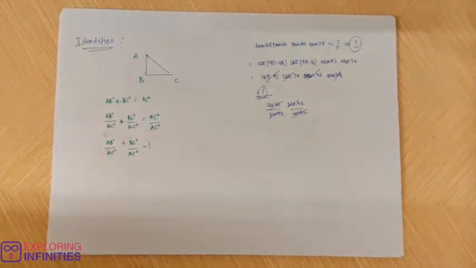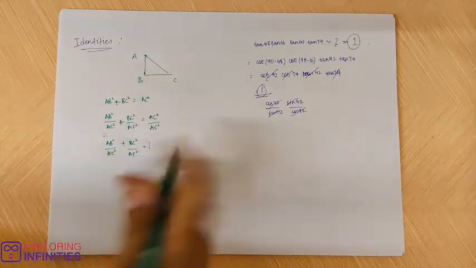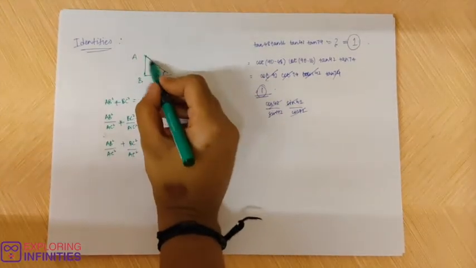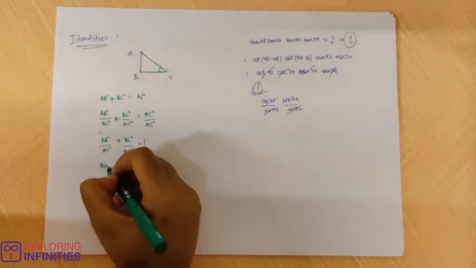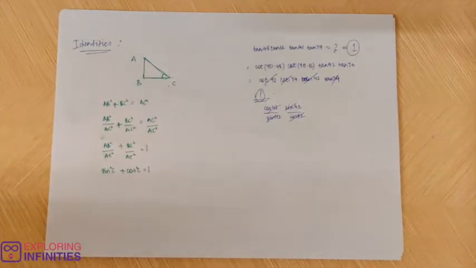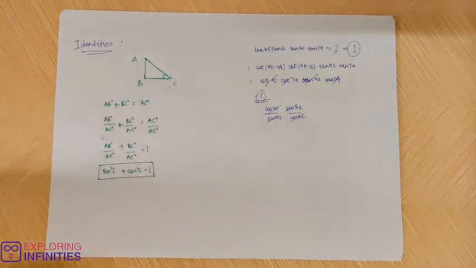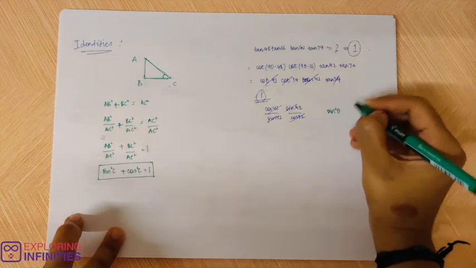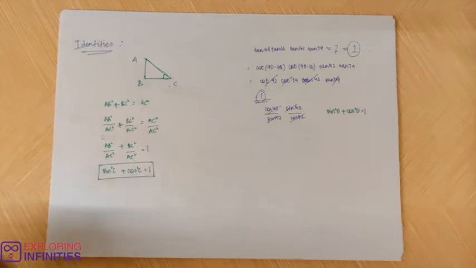What is AB by AC? AB by AC is opposite by hypotenuse. So what is that? Sin C, right? And BC by AC? BC by AC is adjacent by hypotenuse. So cos C. So sin square C plus cos square C is equal to 1. This is standard everywhere. So everywhere sin square theta plus cos square theta is equal to 1.